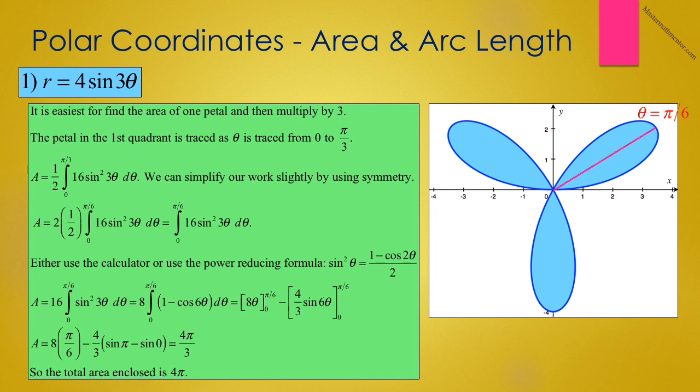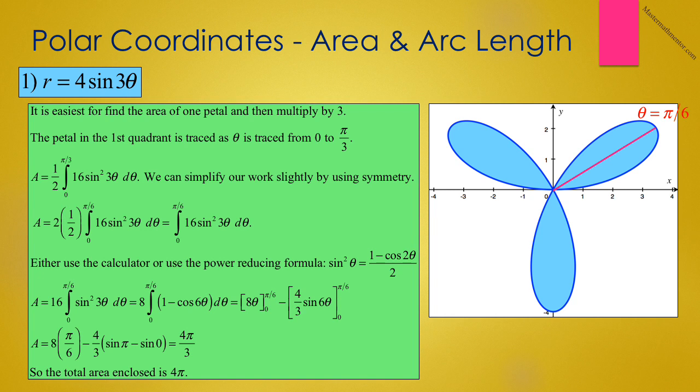Using symmetry, it is easier for us to find the area of one petal of our rose and then multiply it by 3. The petal in the first quadrant is traced as theta runs from 0 to pi over 3. So our area is 1/2 the integral from 0 to pi over 3 of r squared, which is 16 sine squared of 3 theta d theta.